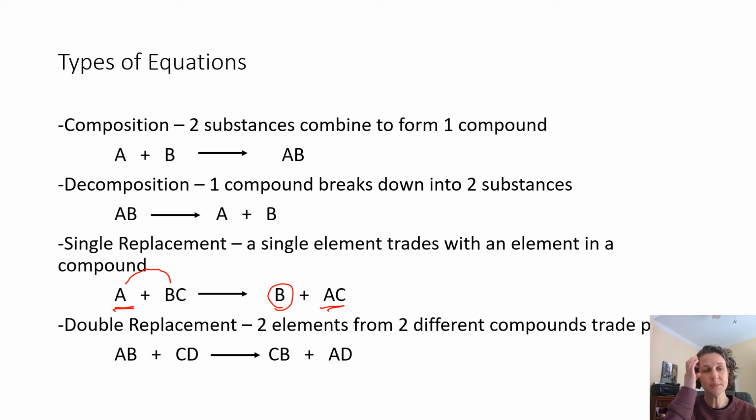Then double replacement, 2 elements from 2 different compounds trade places. So the AB and the plus CD, the A and the C in this case are what I have flipping, and so you will end up with the C combined over here with the B, and now the A will end up with the D. All right, those are the review notes for chapter 19.